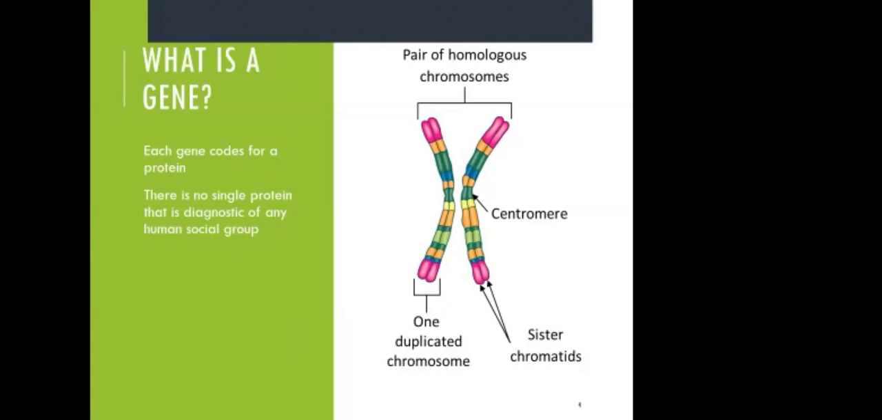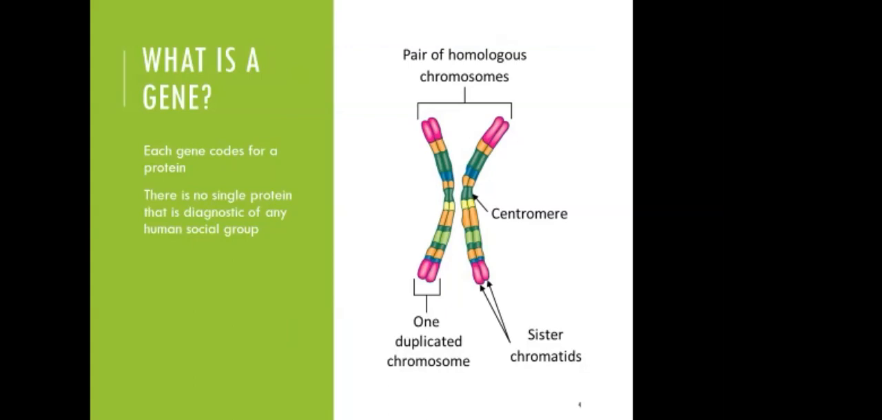Now that we know what a gene is, we can say with confidence that there is no single protein that is diagnostic of any human social group. We have lots of features, right? We have nose shape and eye color and hair texture and skin tone, but there is not one single protein that can define a group that we would call race right now.